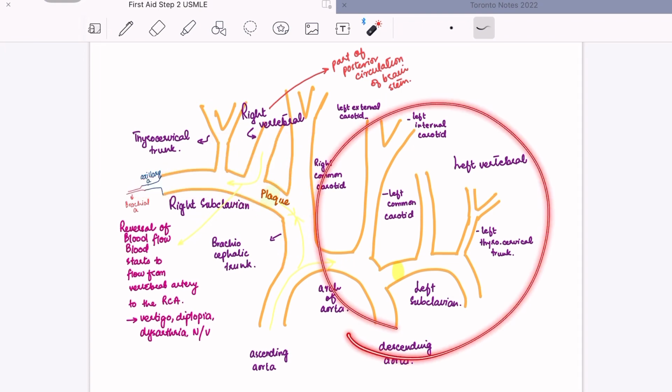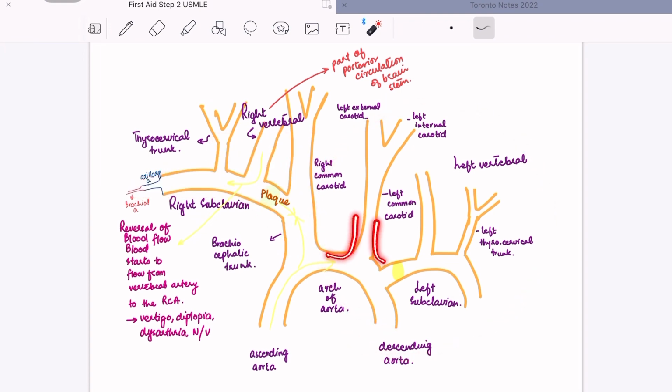On this side, the arch of aorta divides into left common carotid artery, which further divides into left internal carotid artery and left external carotid artery. Along with that, it divides into left subclavian artery, which divides into left vertebral artery and left thyrocervical trunk. Usually what happens is that the ascending aorta will bring oxygenated blood from the left side of the heart and distribute it to the rest of the body. This includes taking the blood to the axillary artery and then to the brachial artery and to the arm.